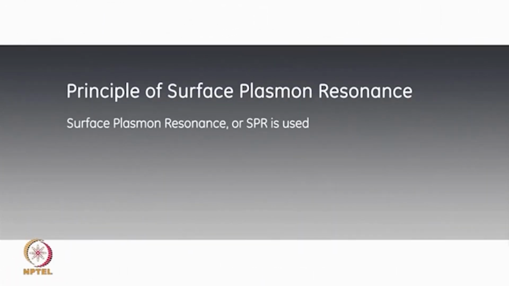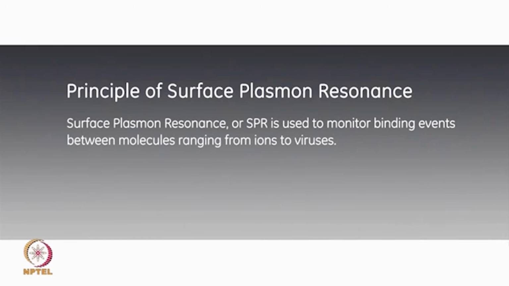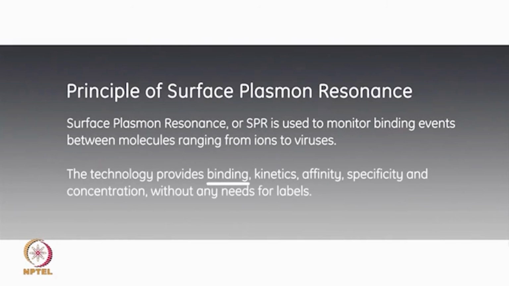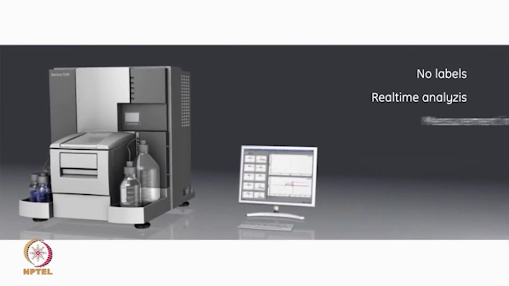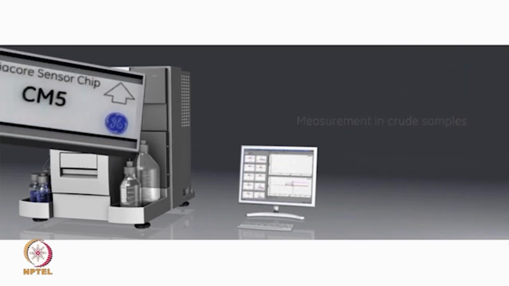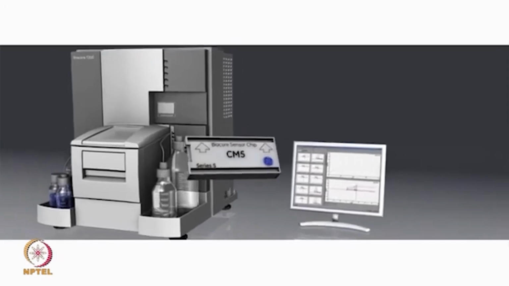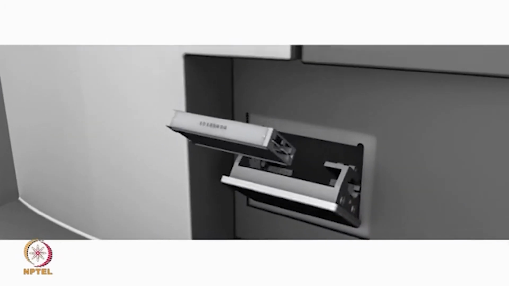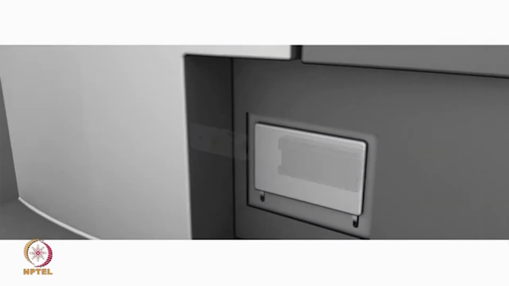Surface plasmon resonance, or SPR, is used to monitor binding events between molecules ranging from ions to viruses. This technique allows you to observe binding and measure kinetics, affinity, specificity, and concentration without any need for labels. Biacore T200 is designed for ease of use and exceptional sensitivity. In Biacore systems, molecular interactions are monitored on a removable sensor chip by the surface plasmon resonance detector.